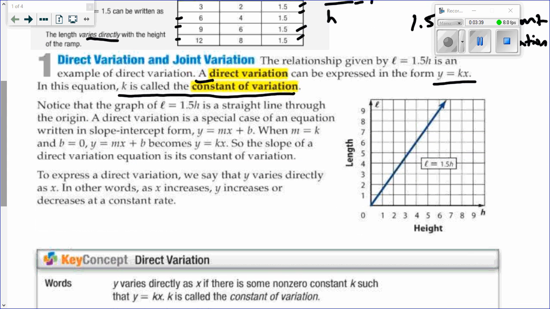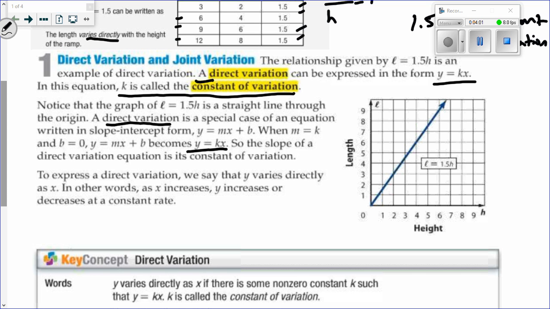These next couple of paragraphs go on to discuss that. Length equals 1.5 height is a straight line through the origin. This is a direct variation. It relates it to special cases, but again, it's just related to y equals kx.